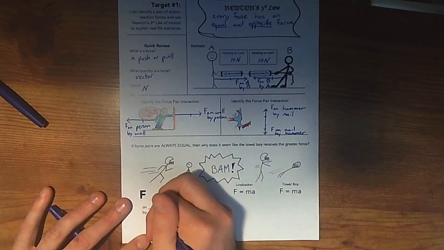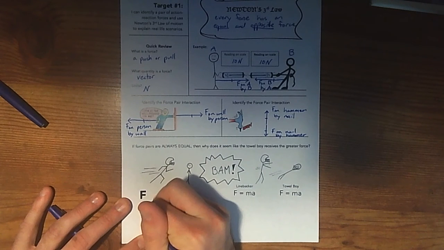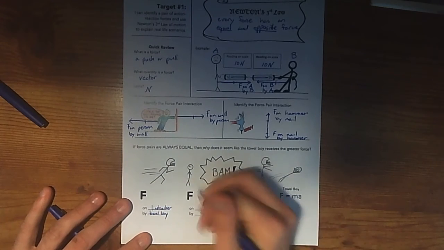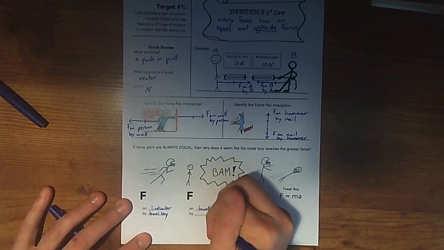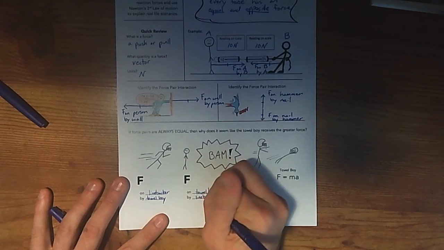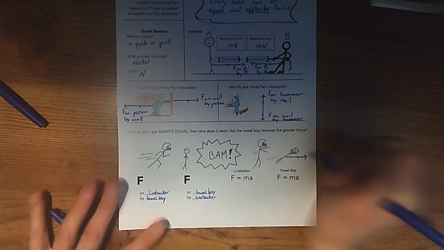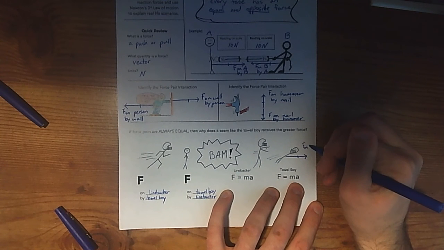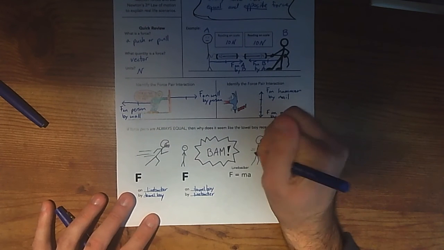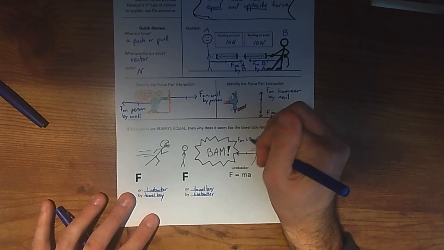So the force on, in this case, the linebacker by the towel boy. And then there's also going to be a force on the towel boy by the linebacker. I'm going to draw my force pair interactions over here as well. I'll do abbreviations: force on towel boy by linebacker, and then force on linebacker by towel boy.